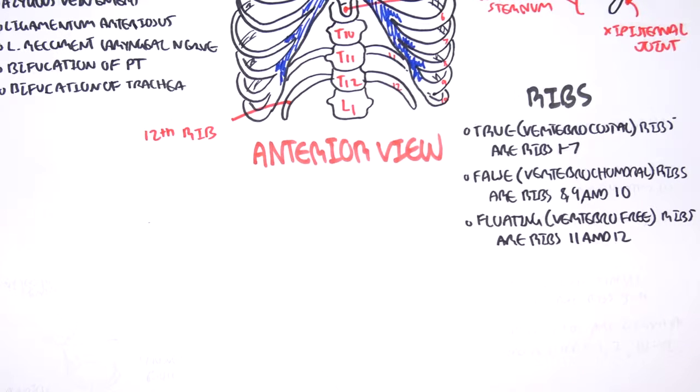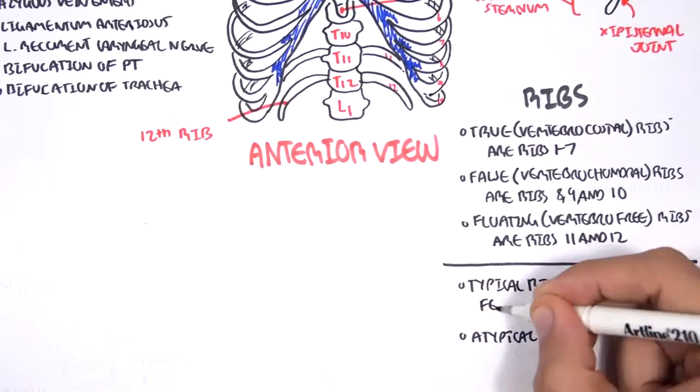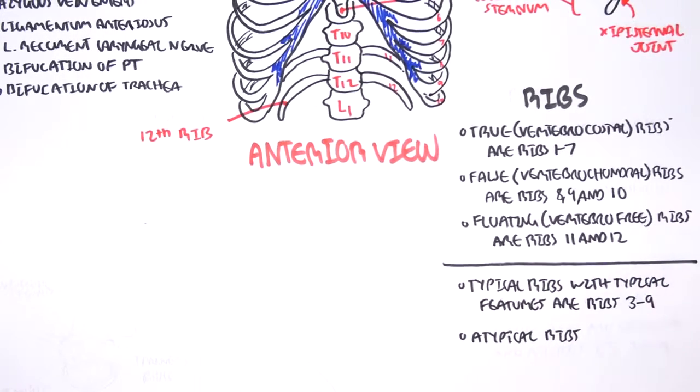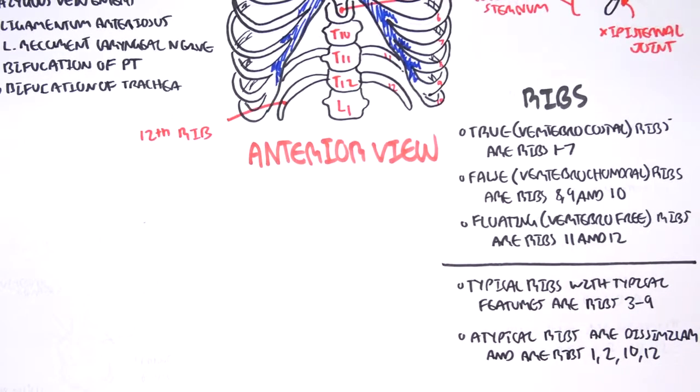Our ribs can also be divided into typical and atypical. Typical ribs are ribs with similar, typical features, and these are ribs 3 to 9. Atypical ribs are different from each other and other ribs, and are ribs 1, 2, and ribs 10 to 12.